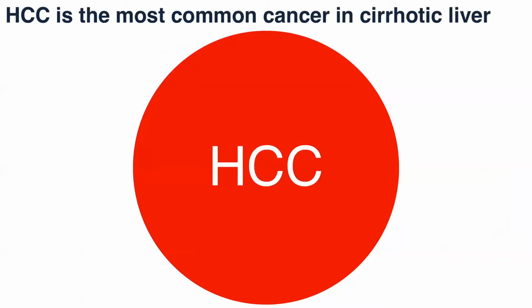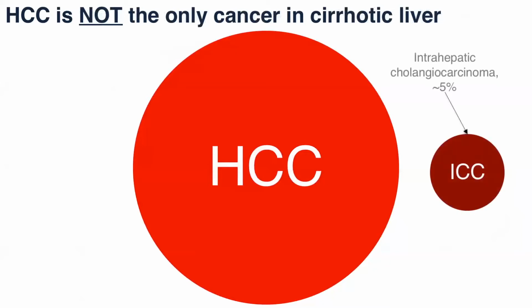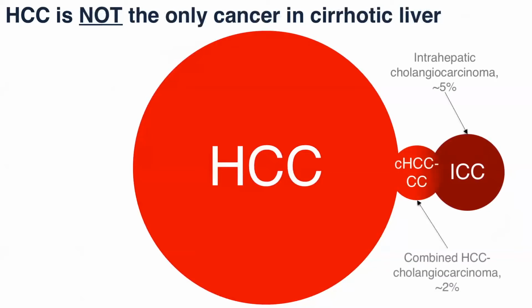Now let's look at cancer. HCC is by far the most common cancer in the cirrhotic liver, but HCC is not the only cancer in the cirrhotic liver, because the cirrhotic liver also contains intrahepatic cholangiocarcinomas, or ICCs, and these comprise probably about 5% of all cancers in the cirrhotic liver. In addition, there are some cancers that can't make up their mind whether they want to be HCCs or cholangios. They have molecular and phenotypic features of both, and these are now known as combined HCC cholangiocarcinomas, and they comprise about 2% of all malignancies in cirrhosis.